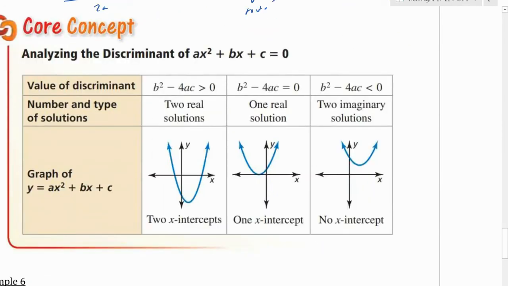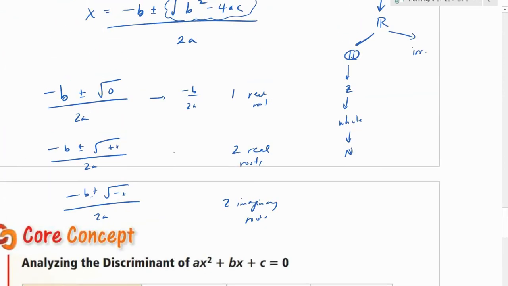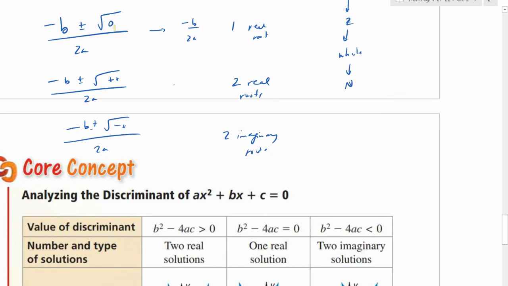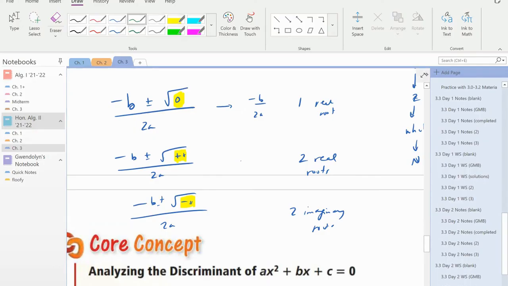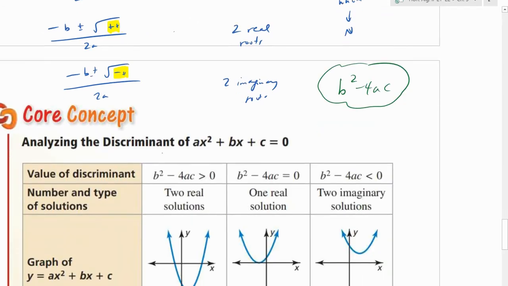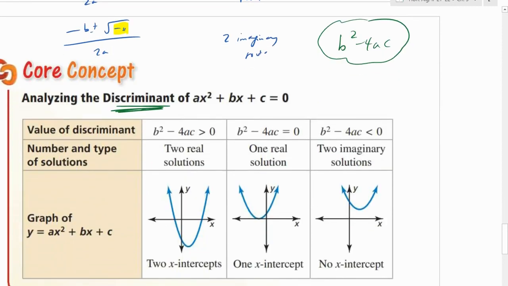So here's the part that matters. The square root part is what determines all this, but really it's even more specific than that. It's the part that's under the square root, that radicand. So it's the b squared minus 4ac that determines everything. We call that the discriminant.